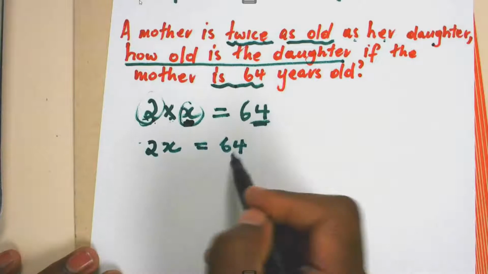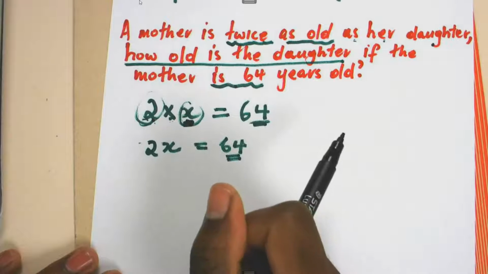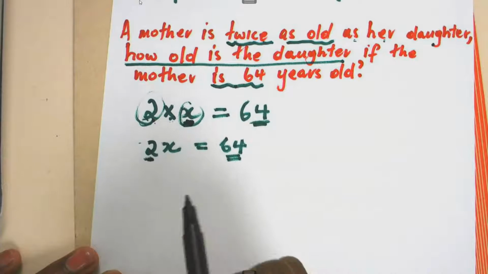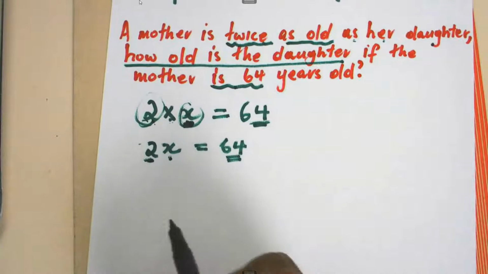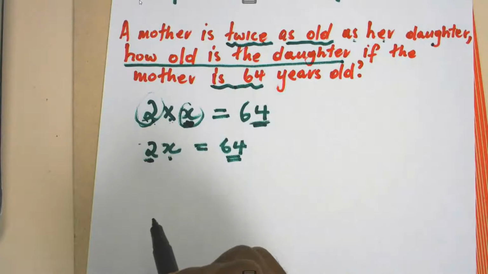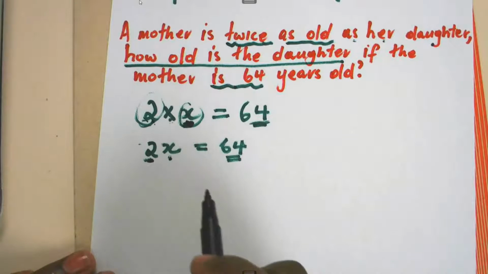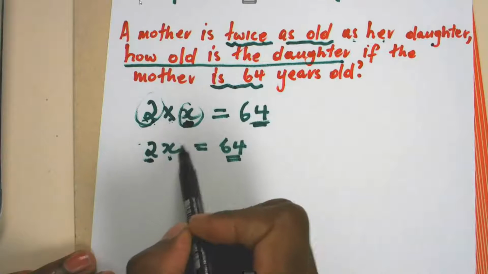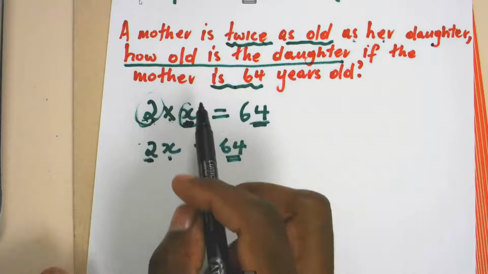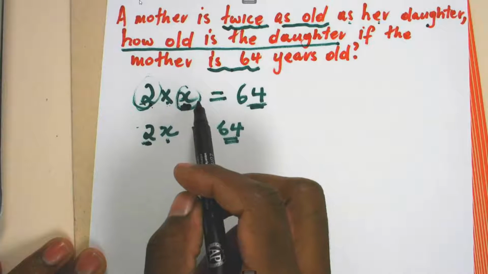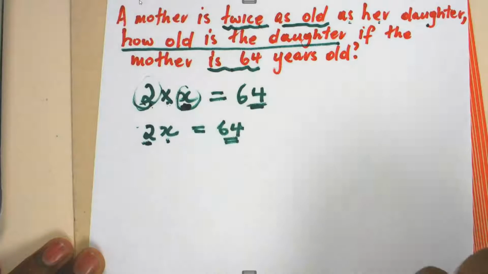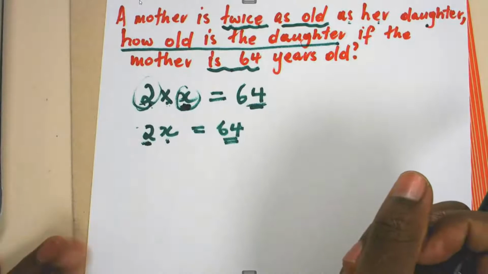Why? Because we are told that the mother is 64 years, but the age of the daughter is not being given to us. How old is the daughter in this case? So the one that we don't know becomes an unknown. An unknown is going to be the variable x, if it is not provided which alphabet to use. So we always use x to make things simple for us.